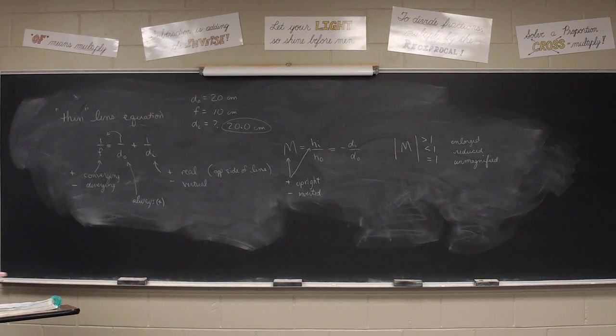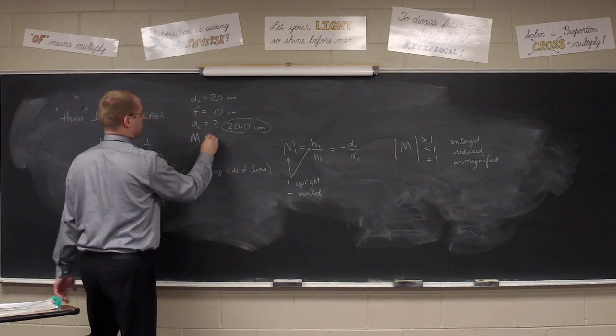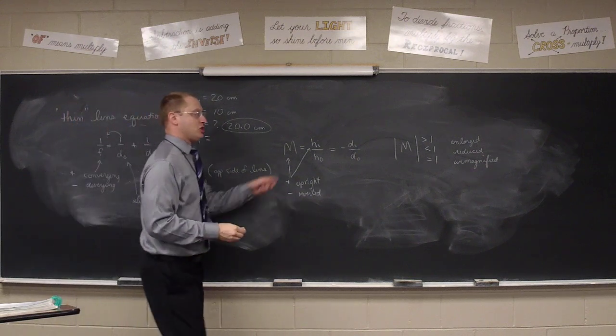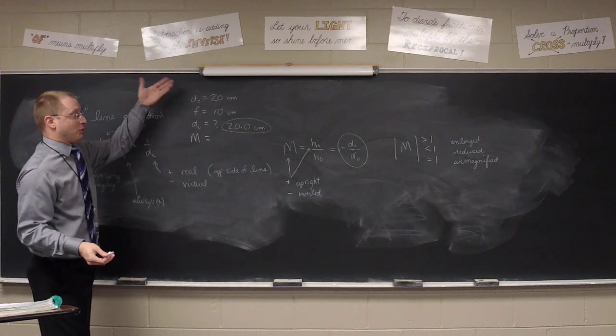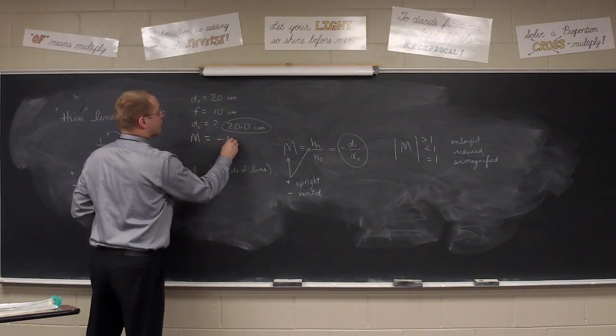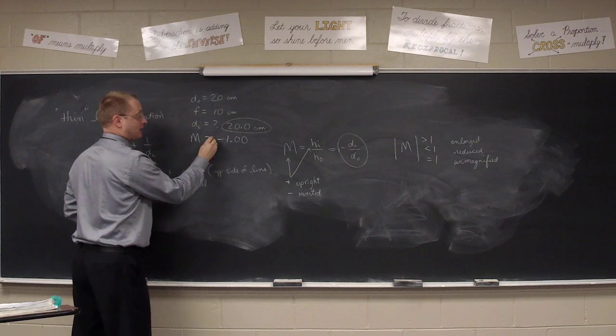And it says to find the lens's magnification. Well, again, there's two ways to find magnification. We don't know H sub I and H sub O, but we do know D sub I and D sub O. Take negative 20 over 20, we get negative 1. Remember, 3 sig figs, but no units on magnification.